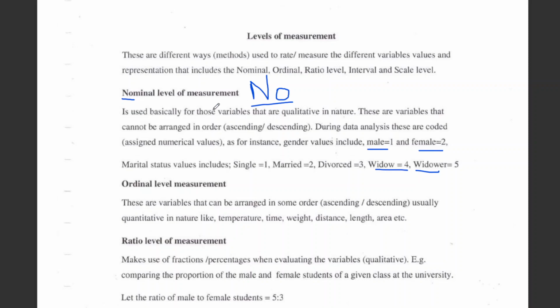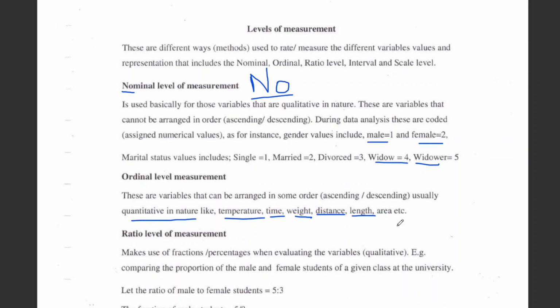So the opposite of nominal is ordinal. These are variables that can be arranged in order. Usually quantitative in nature, like temperature. You can say this temperature was 50, the other one was 60. Time, it was 7 p.m., 9 p.m. Weight was 70, now we are 60. Distance 277, something like that, length, area, etc. So ordinal level of measurement is for those variables that can be arranged in order.